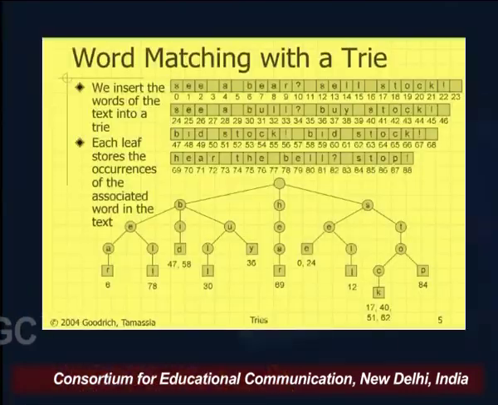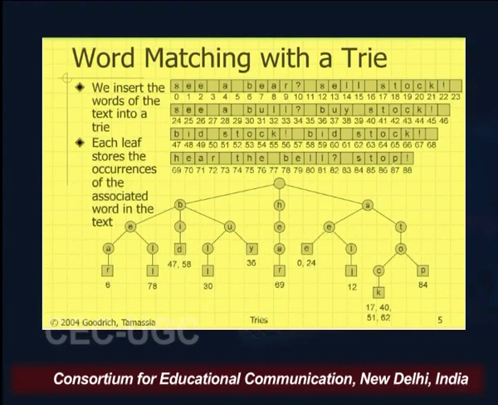So here you can have an example of word matching with a trie. Here the words of the text are inserted into a trie, and what is the text? Text is: see a bear, sell the stock, and see a bull, buy the stock, and so on and so forth. So basically an array of characters in the form of a piece of text is given, and every character is being numbered here as I am talking about an array.